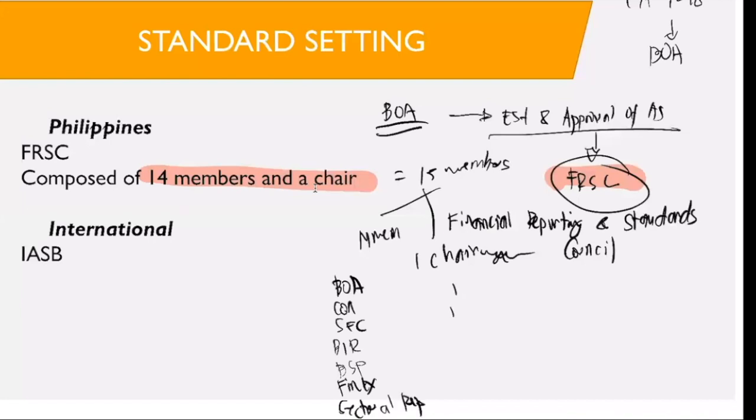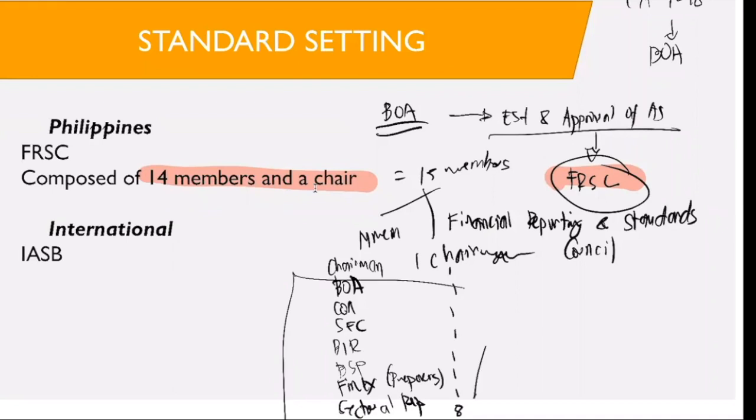So one from BOA, one from COA, one from SEC, one from BIR, one from BSP, one from Financial Executives or your preparers, and 2, 4, 6, we have 8 sectoral representatives. Okay? Plus 1 chairman. Okay, so one chairman, BOA, COA, SEC, BIR, BSP, financial executives or your preparers, and sectoral representatives, which is composed of 8. So take note of the 14 members. When we talk about the 14 members, it is your BOA, COA, SEC, BIR, BSP, FINEX, and your sectoral representatives.